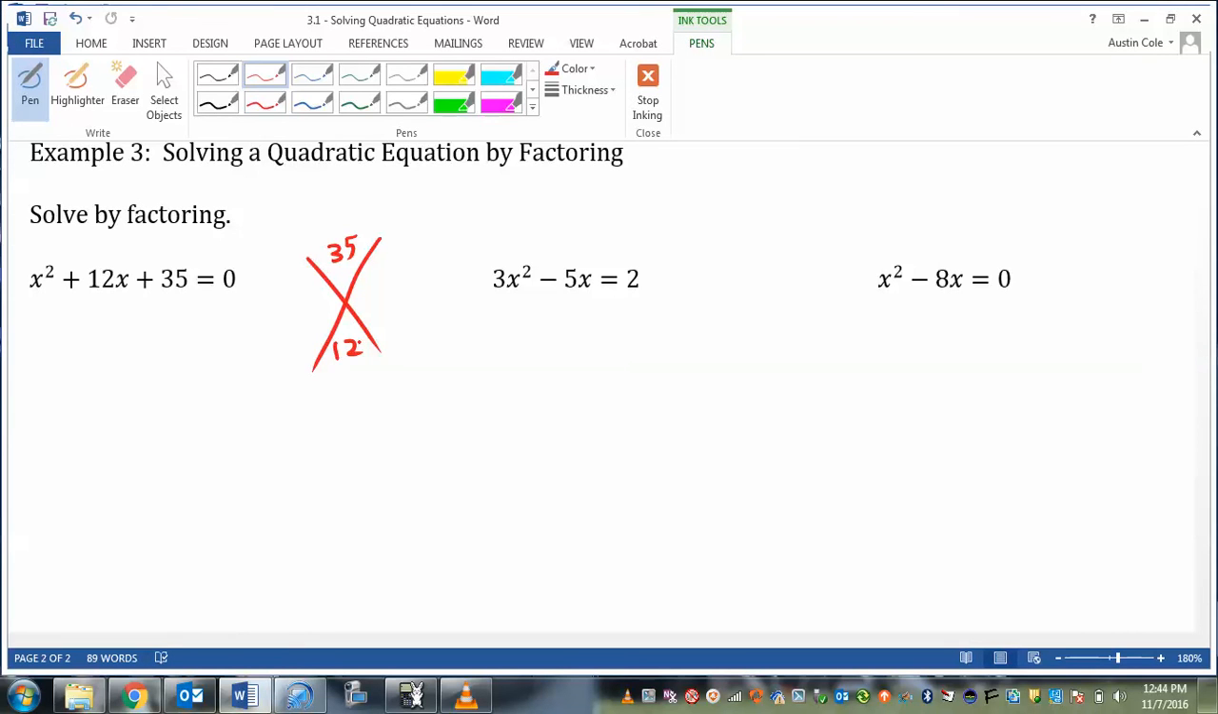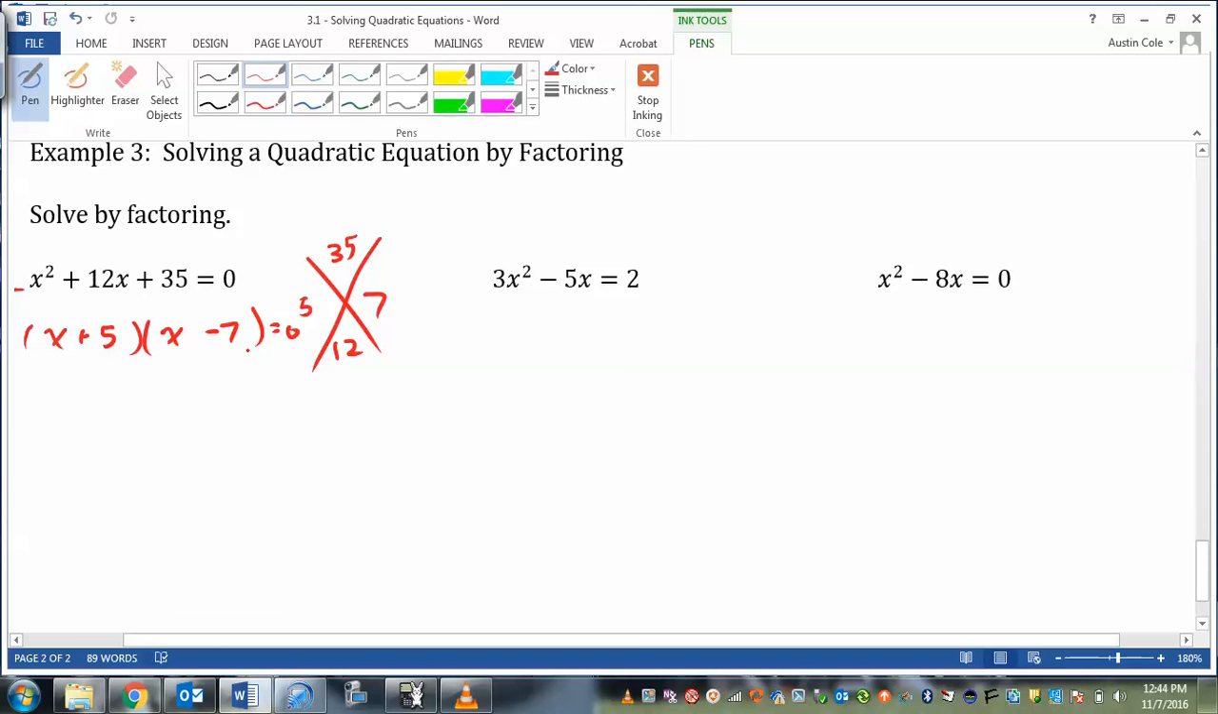Factors of 35 that add up to 12. Cool? 5 and 7, you bet. So since there's an a value there, I should say the a value is 1, we can mini-marf. We don't have to factor by grouping. I'm going to say x plus 5 and x minus 7.